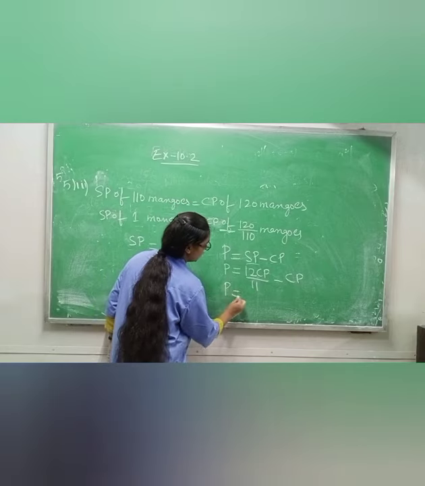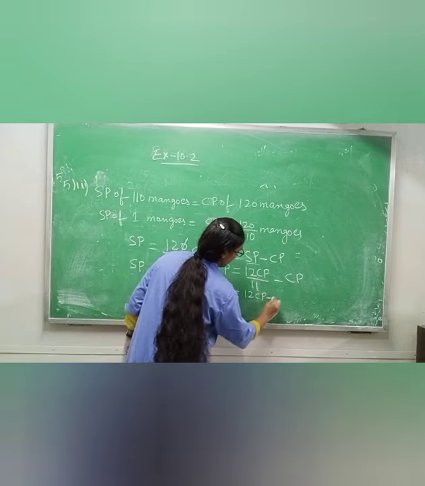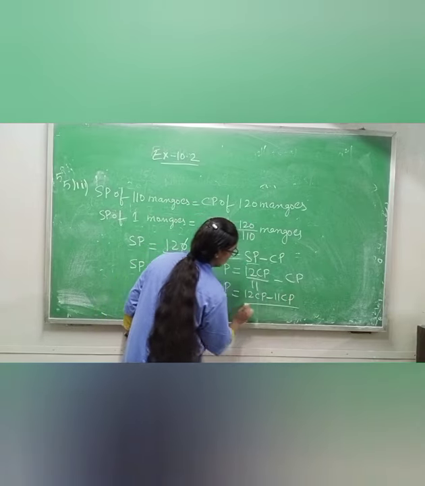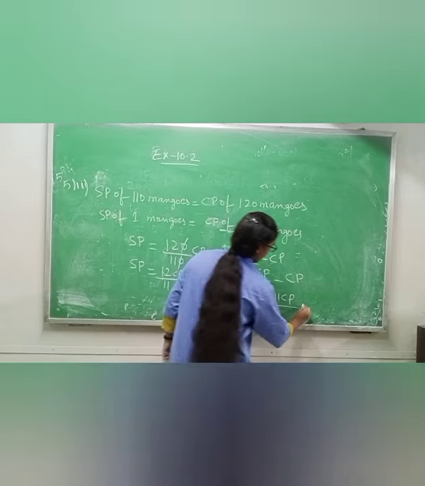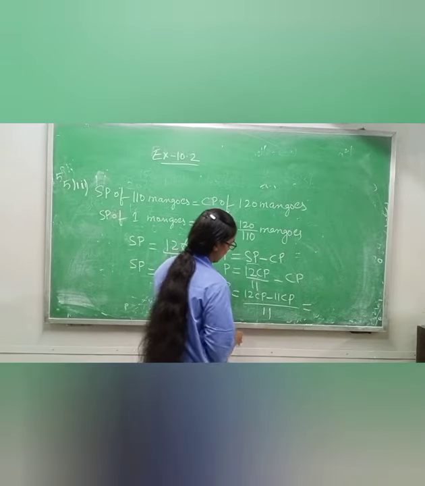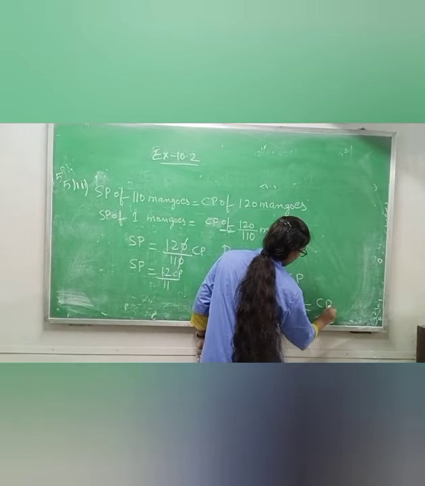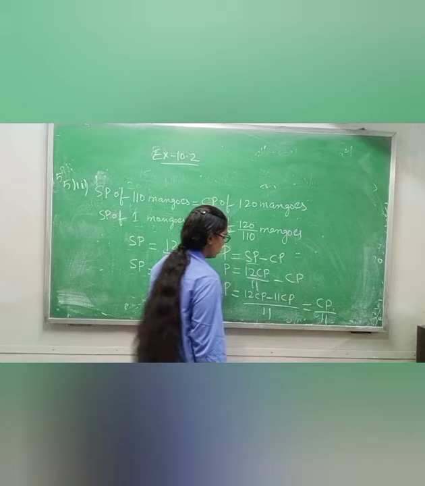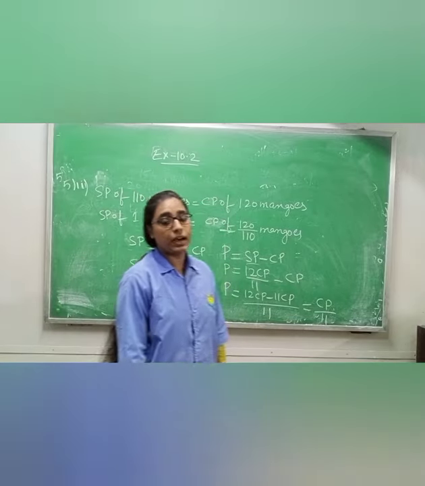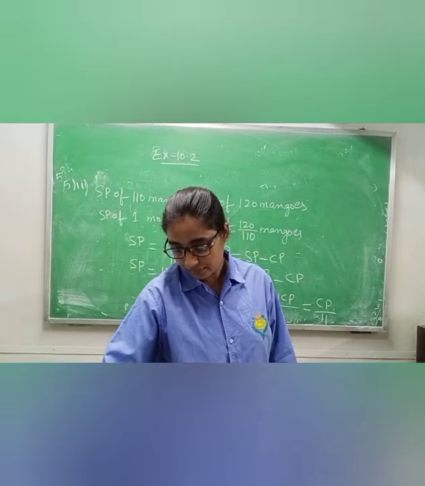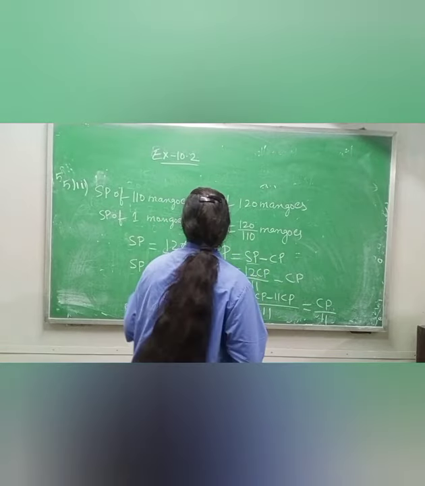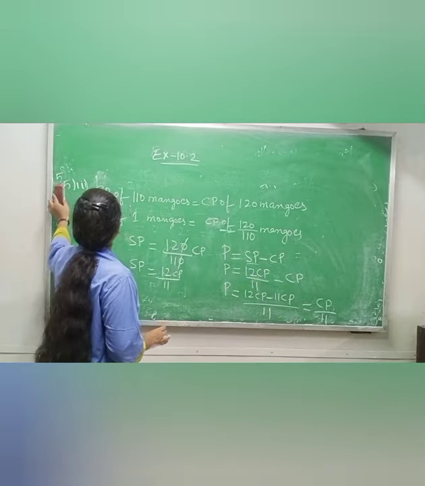When you will solve, how much you will get? 12 CP minus 11 CP. I think you know how to take LCM, because you have done all this in class 5 or 6. So you will get 12 CP minus 11 CP, that is CP by 11. Means profit I am getting CP by 11. Okay, completed up to here.